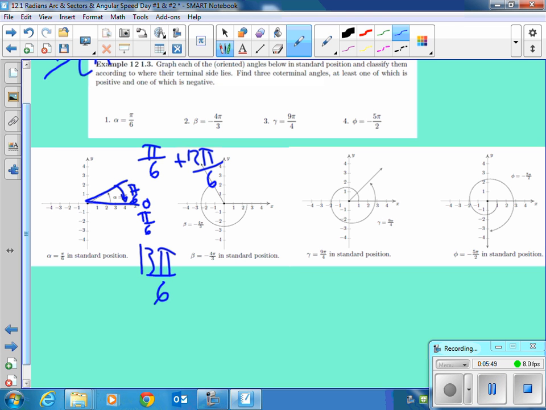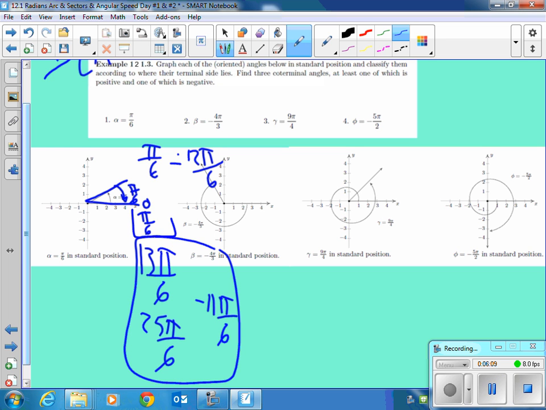Let's add another 2 pi. Add another 12, and you'll get 25 pi over 6. And now we need to subtract to get the other direction. We'll get a negative one. So it's just negative 11 pi over 6. You got it. Very good. So those are my four values that are equivalent to pi over 6, using the coterminal idea that there's 2 pi or 12 pi over 6 in a complete loop.